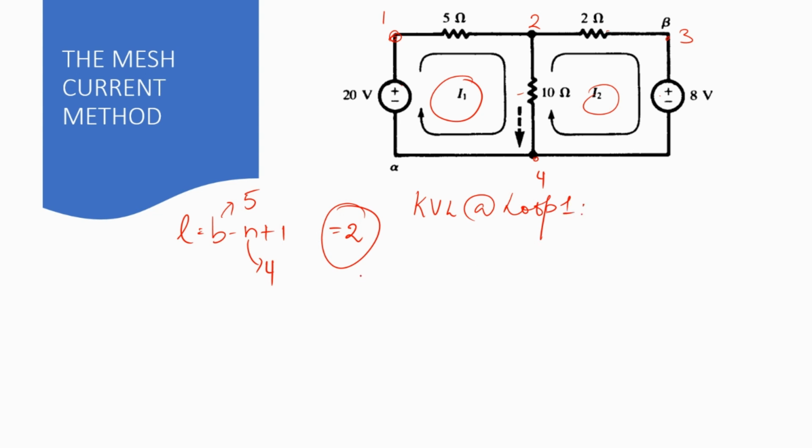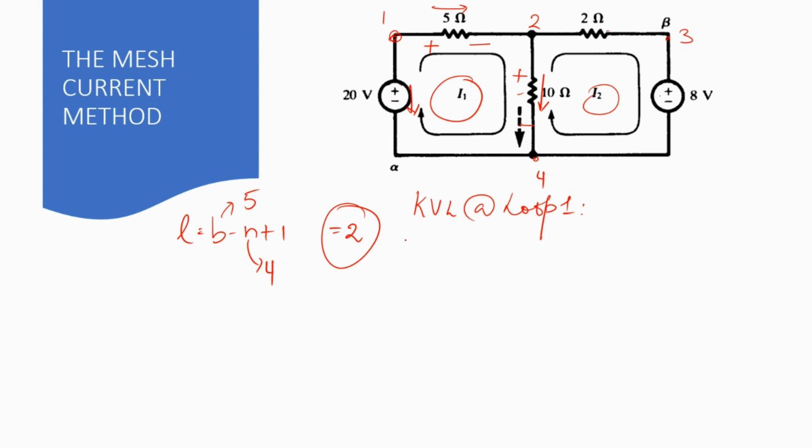Here we are going to apply KVL. So before we do that, we need to mark the directions of the voltage drops. So here we have the plus and minus. This would be the direction of drop here, and this will be the direction of drop here.